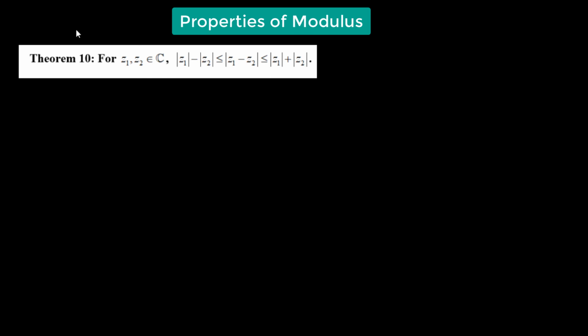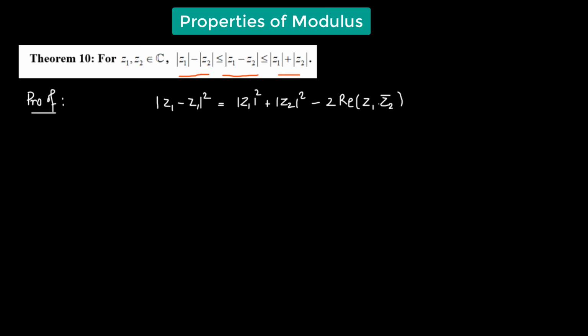In this particular theorem, we have that the absolute value of the difference of two complex numbers can never be less than the difference of their moduli, and it is always less than the sum of their moduli. In order to prove this theorem, we are going to take the help of theorem number 8, which states that the square of the absolute value of the difference of two complex numbers is equal to |z1|^2 plus |z2|^2 minus 2 times the real part of z1 times z2 conjugate. So let us use this.